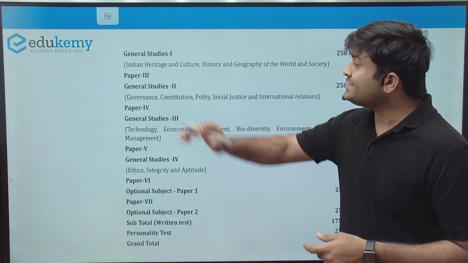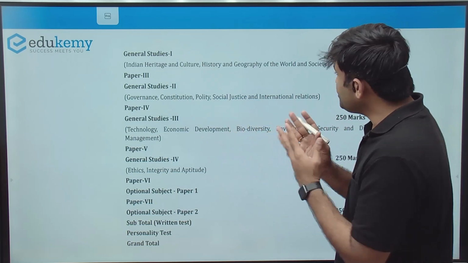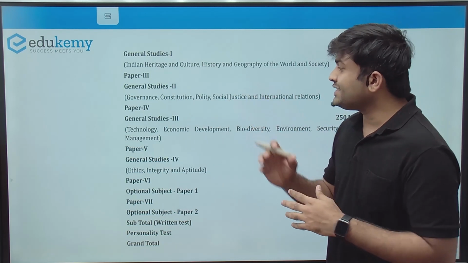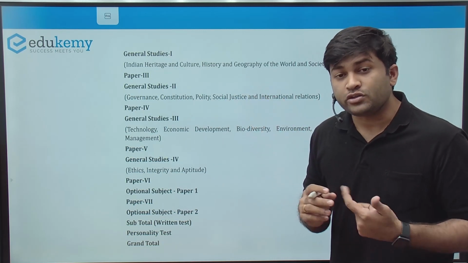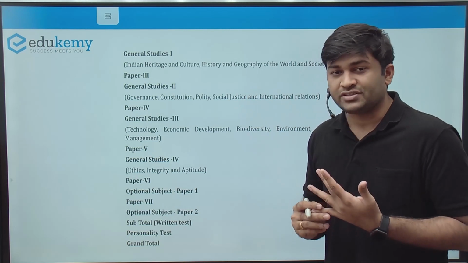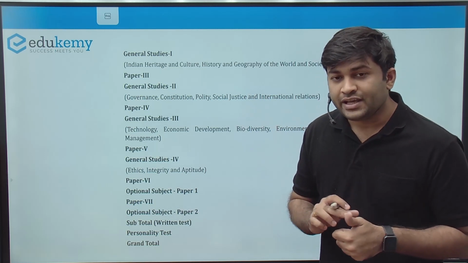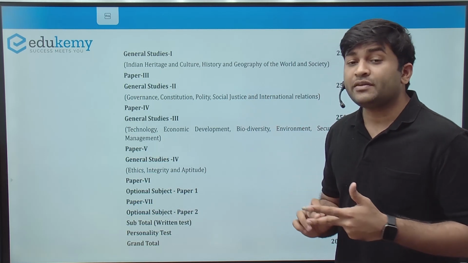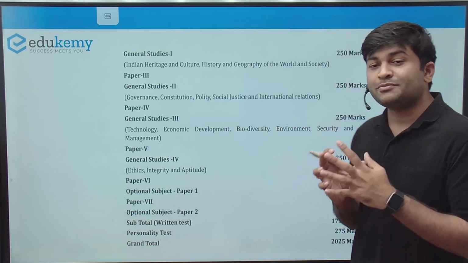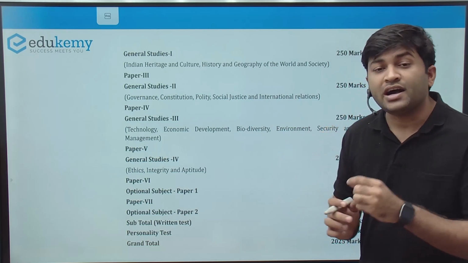Now you have General Studies Paper 1, which covers Indian heritage and culture, history, geography of the world and society. You have General Studies Paper 2: governance, constitution, polity, social justice and international relations. General Studies Paper 3 consists of technology, economic development, biodiversity, environment, security and disaster management. All these papers consist of 250 marks each.